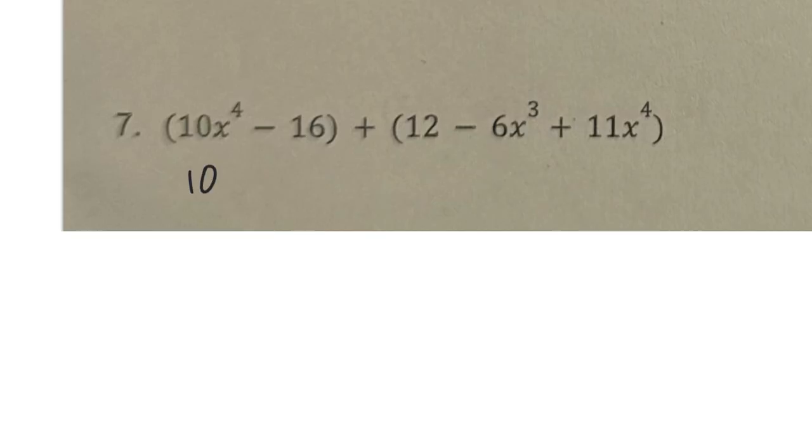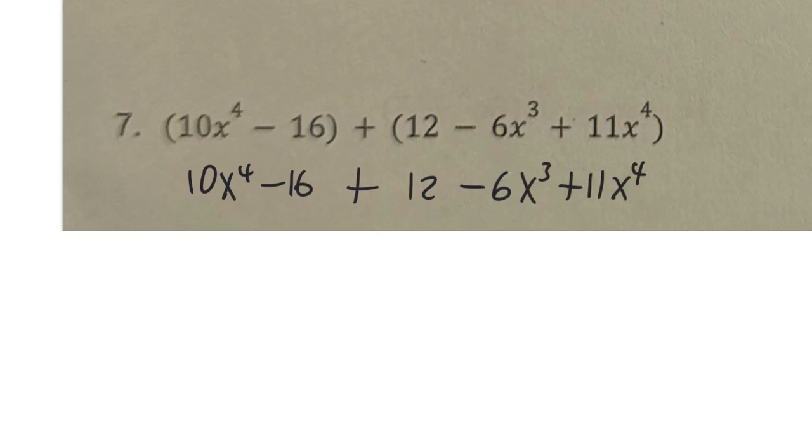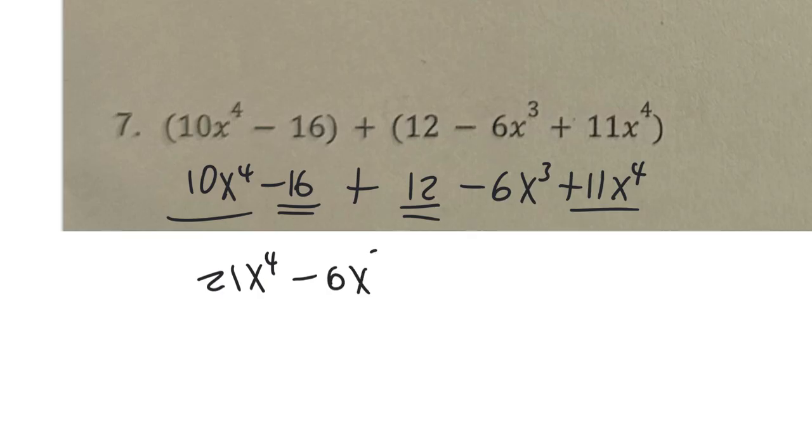Same deal. I think my student watching understands. Just rewrite it in this case. Single underline for the x to the 4th, double underline for the constants, and then blank for the other ones. So we have 21x to the 4th due to the single underline. The blank one is all by itself, so that's 6x cubed. And then the double underlines would give us a negative 4. Hopefully that makes sense.